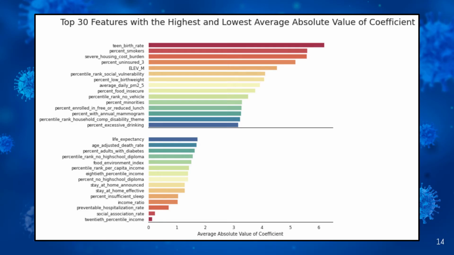The top 30 features with the highest and lowest average absolute value of their coefficient is a way of understanding, without looking at positives and negatives, how do all of these stack up? For example, you'll notice that percent uninsured, when flipped over to a positive, is the fourth most important factor, when it was the most important when it was a negative coefficient. This just helps me, again, compare apples to apples.